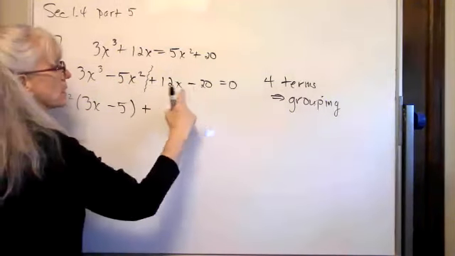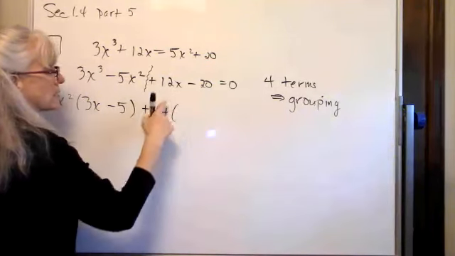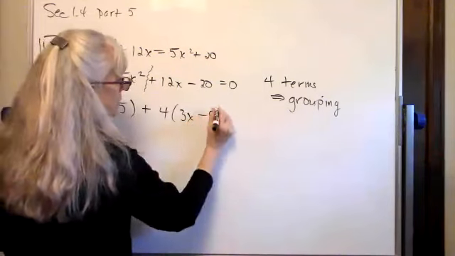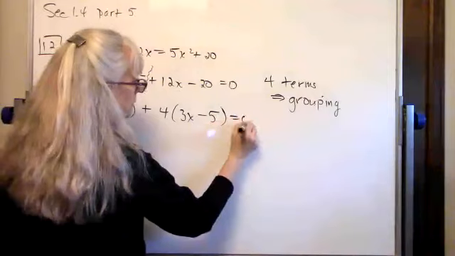Then I'm going to pull something out of the next 2 terms. Well, 12x and 20 both have a 4 in common. 12x divided by 4 is going to leave me with 3x. And negative 20 divided by the positive 4 leaves me with the negative 5.